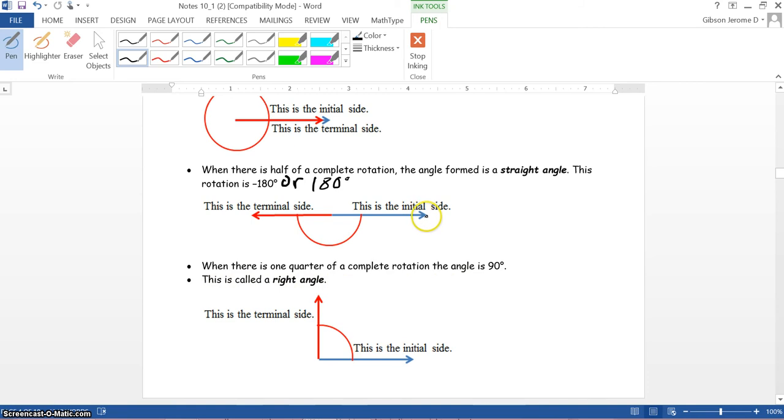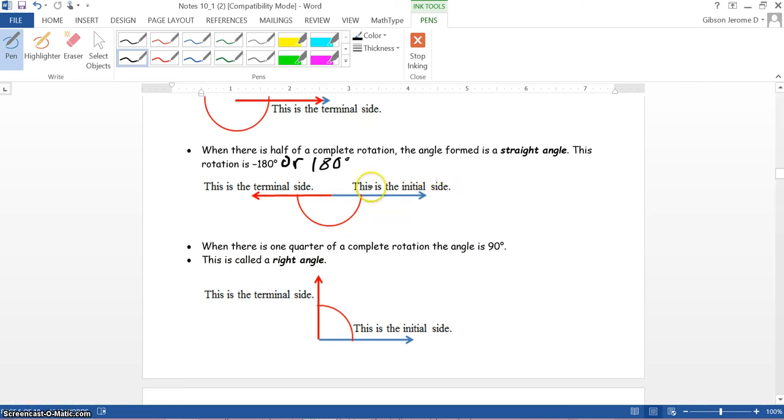Now going back here, the reason why it's negative 180 is because we're going clockwise. Now if we went counterclockwise, starting from this angle here, and we went this way, then it would be a positive 180 degrees.